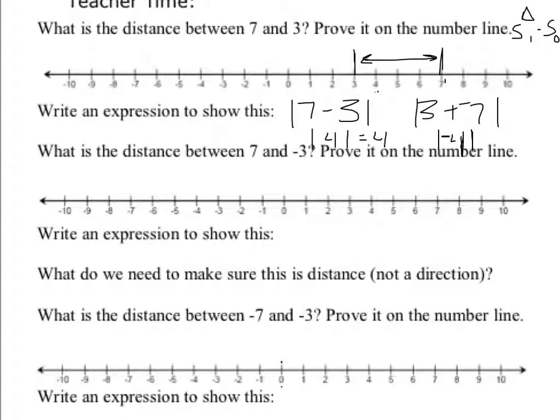So what you can see here is when we're describing distance, because I'm not telling you that it's going from 3 to 7 or from 7 to 3, I don't care about direction. And the way that I get rid of that direction is by putting the absolute value symbols around it. So I'm going to ask that question backwards to you. I'm going to see if everybody can answer it. Why am I using absolute value here?